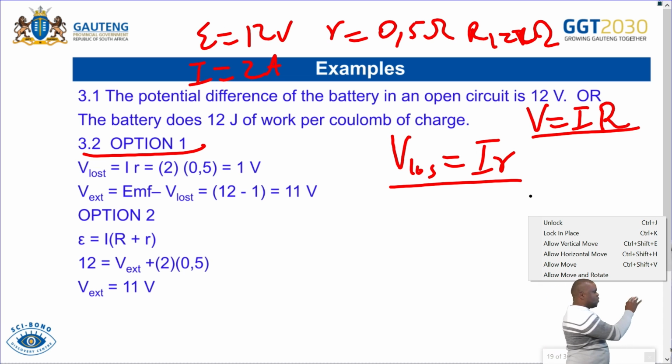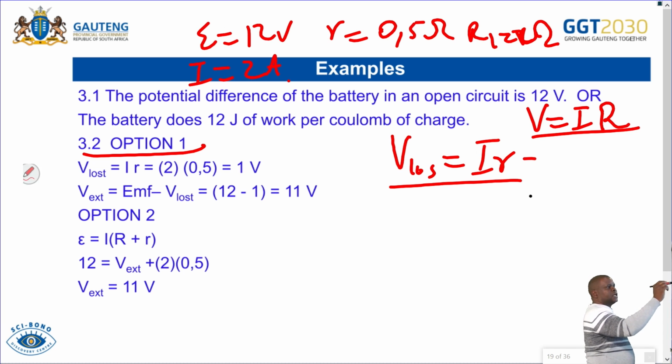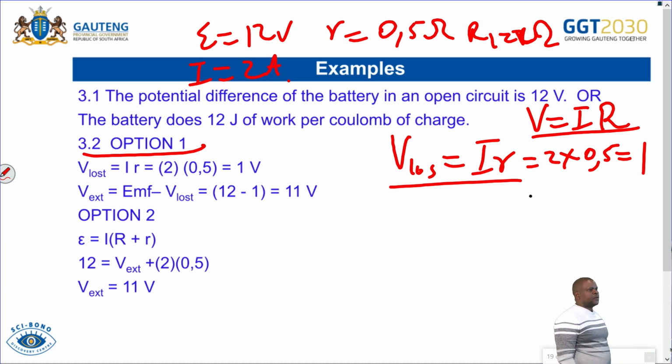Are we together, grade 11s? Yes. Now, by doing that, we know that current is 2. Then we're going to just say 2 multiplied by 0.5, which is going to give you 1 volt. Are we together?